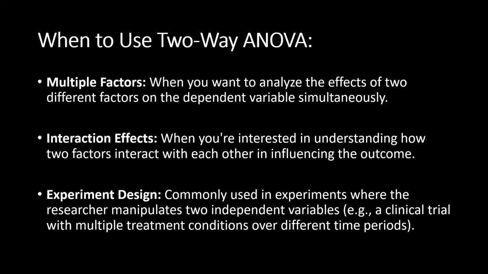So when will we use a two-way ANOVA? Well, when you want to analyze the effects of two different factors on the dependent variable simultaneously. Interaction effects, if you're interested in understanding how two factors interact with each other in influencing the outcome. And experiment design, commonly used in experiments where the researcher manipulates two independent variables. And those could be clinical trials with multiple treatment conditions over different periods of time.